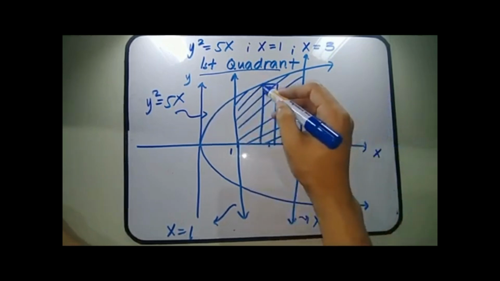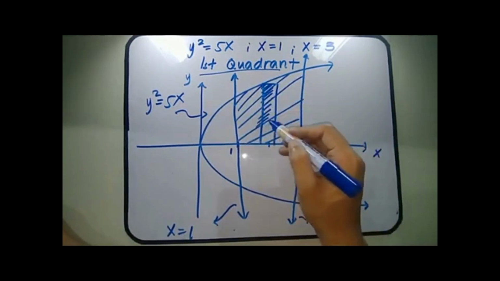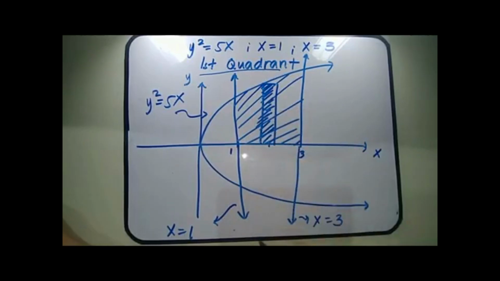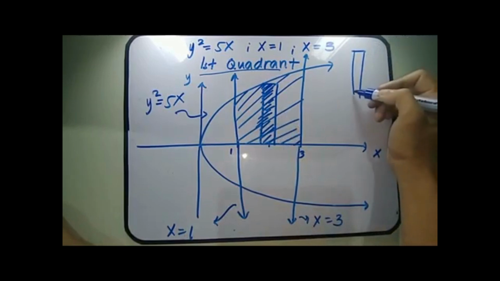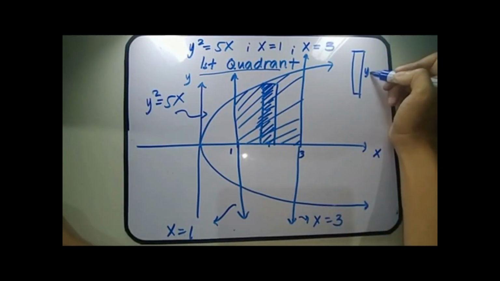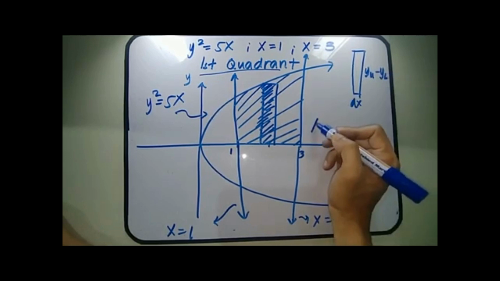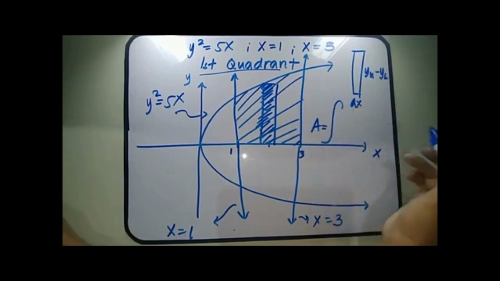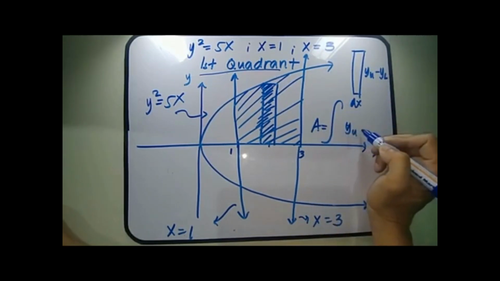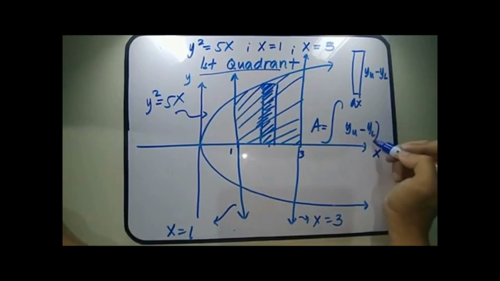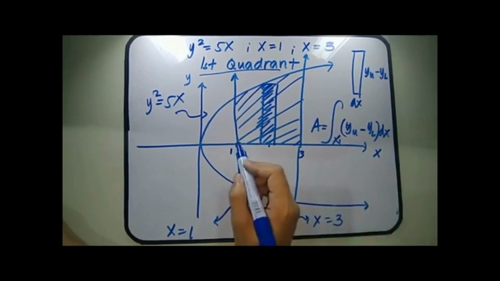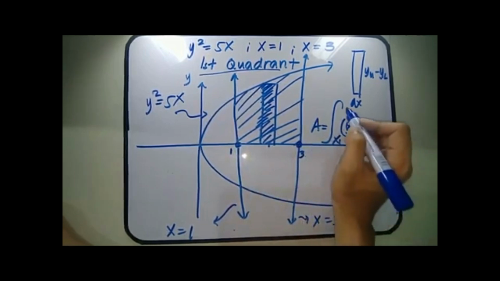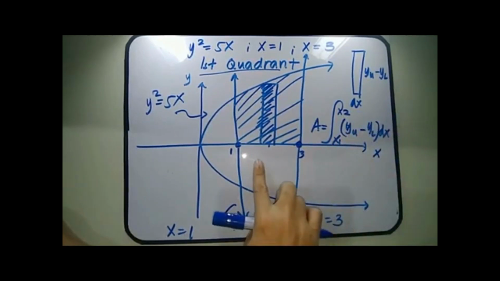We have decided to get a vertical rectangular strip. Same process, guys: area is length times width. Your length will be y upper minus y lower, and we have here the width, differential of x. So area is the integral of length times width, that is y upper minus y lower, differential of x. Since it is differential of x, your limits must be on the x-axis. Here it is evident that x sub 1 is 1 and x sub 2 is 3.